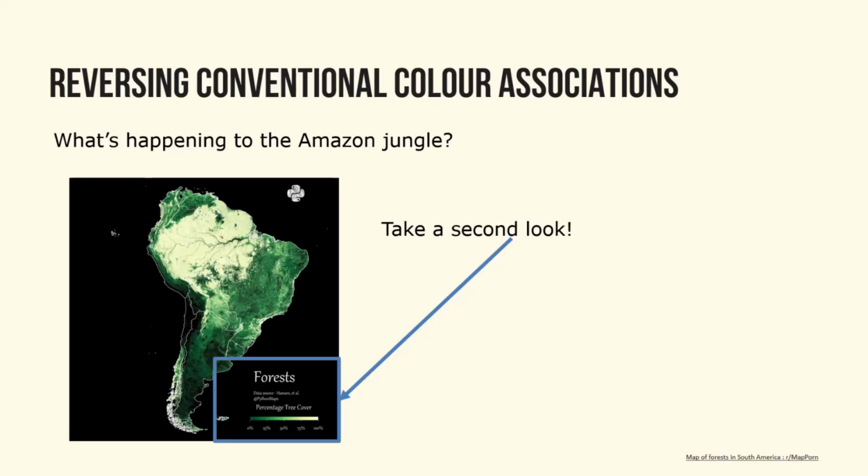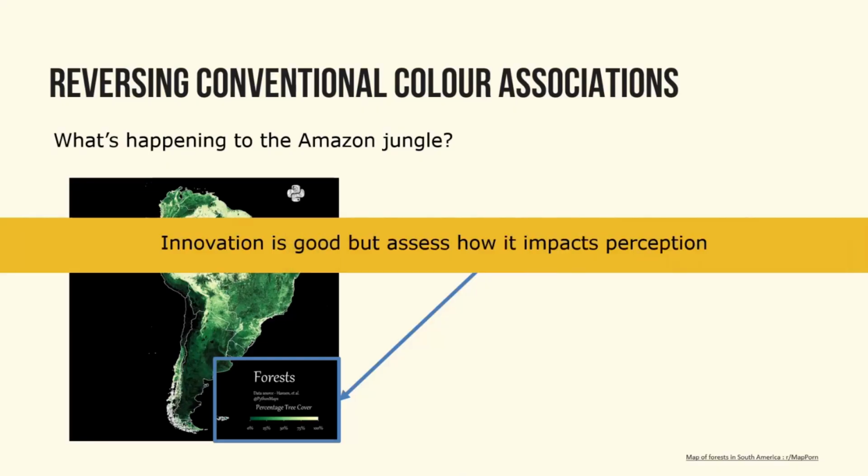A higher percentage of tree coverage is actually illustrated by this light yellow shade. And we typically associate dense forest coverage with darker green. So this is creating a cognitive dissonance, and it may cause a lot of people to complain. They're going to think, oh wow, we have to do something about it. Or someone who knows what it should look like may just think that there is no credibility in this chart. So again, innovation is really good, but we have to assess how it will impact perception, especially when we already have conventional color associations.